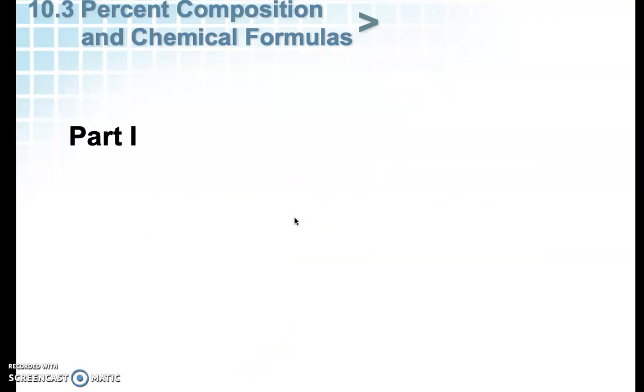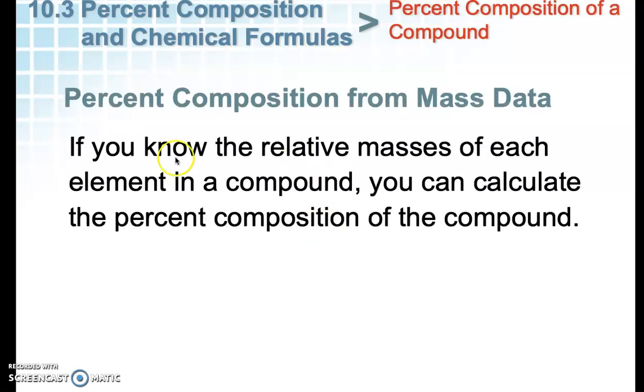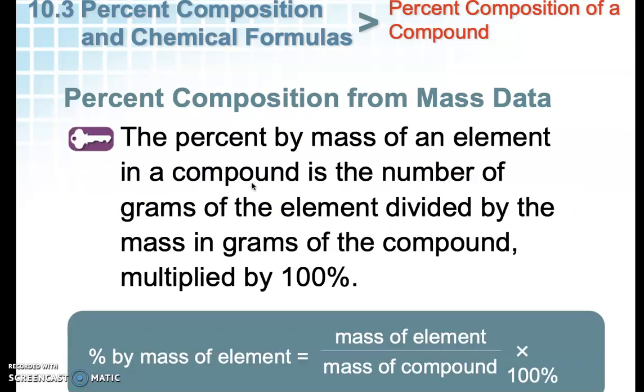Let's look at part one, this type of solving problems with percent composition. Percent composition from mass data. If you know the relative masses of each element in a compound, you can calculate the percent composition of the compound. The percent by mass of an element in a compound is the number of grams of the element divided by the mass in grams of the compound multiplied by 100%. This is almost like part over whole that you learn in math.